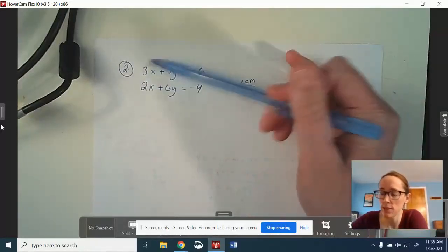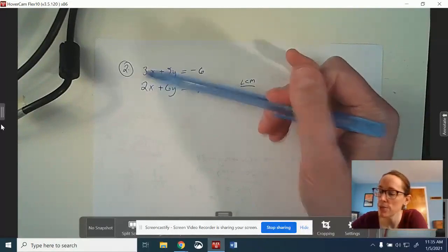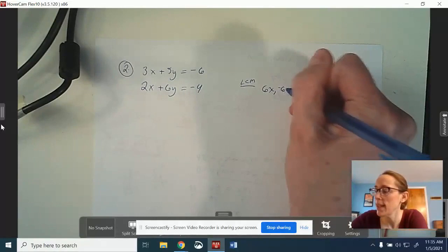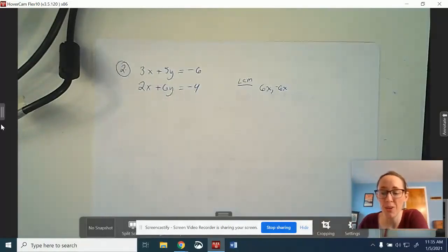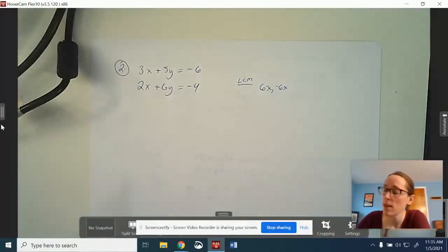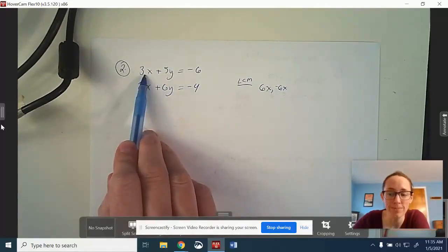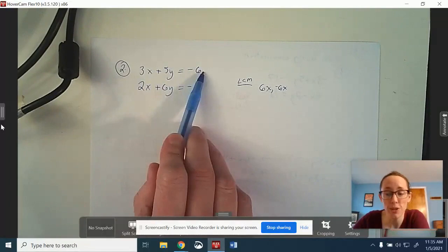Let's focus on the x's right now. The least common multiple of 2 and 3 is 6. So if we can make a 6x and a negative 6x, we'd be good to go. We would have opposite terms. Can you turn this into 6x? What would you multiply by? You would multiply both sides by 2.